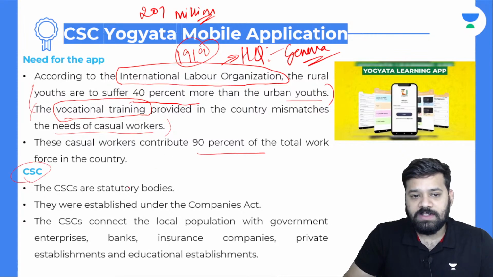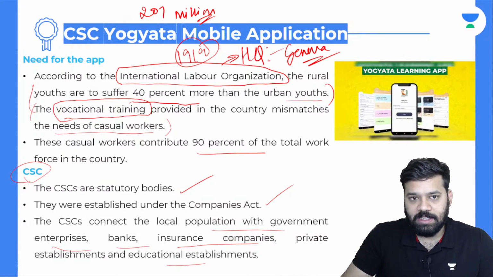And about common service centers, they are statutory bodies. They were established under the Companies Act. The common service centers connect the local population with government enterprise, banks, insurance companies, private establishments, and educational establishments.